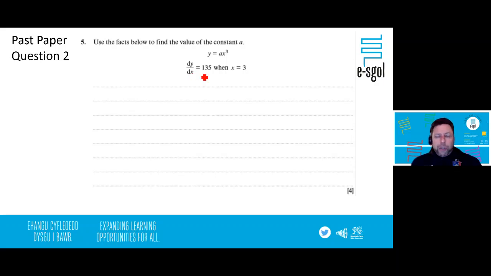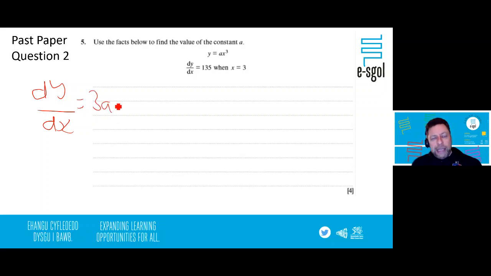dy/dx equals 135 when x equals 3. So we're going to have to differentiate this bit here. And the differential of y goes automatically to dy/dx. I've not shown you a question yet with the letter in front, but if that a didn't exist, I'd bring the 3 in front of it.